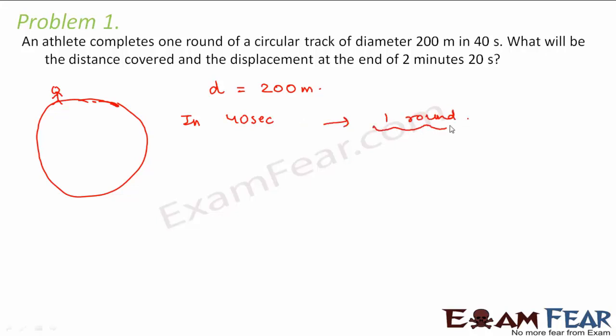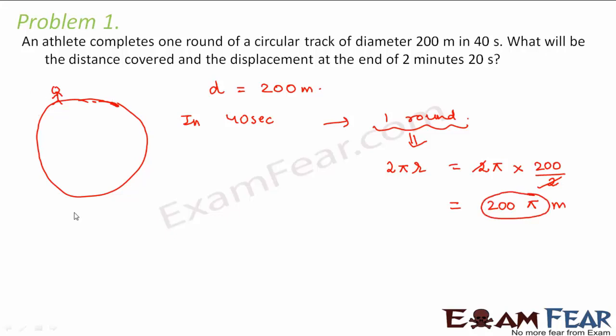And what is this one round? One round means how much distance? That is nothing but the circumference of the circle, and circumference of the circle is given by 2 pi r. So this will be 2 pi into r, which is nothing but diameter divided by 2. So this 2 and 2 will get cancelled, and it is 200 pi meters. That means this much is the distance which he covers in 40 seconds.